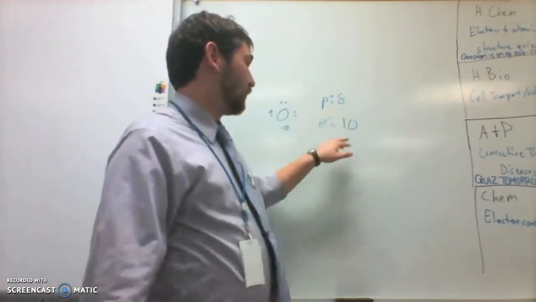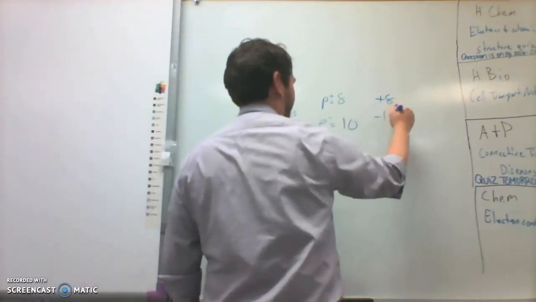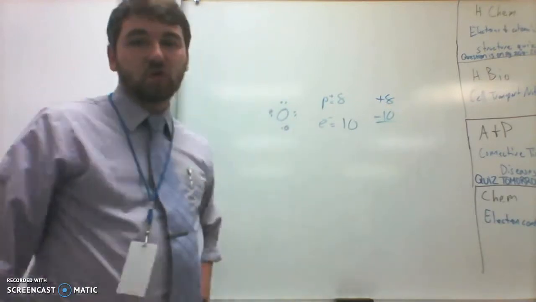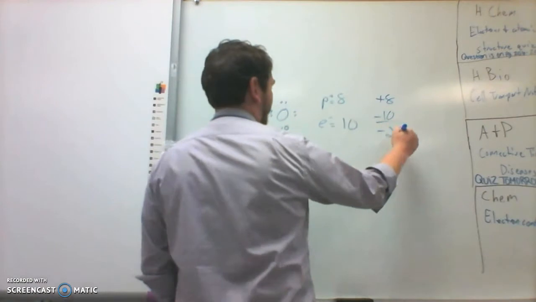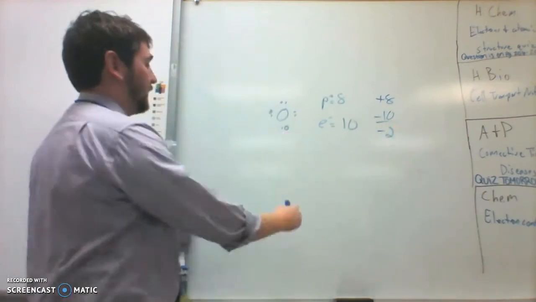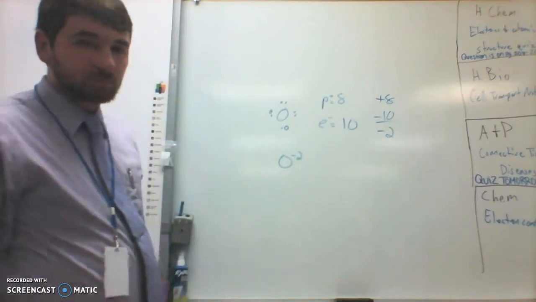Alright, 8 positive protons, 10 negative electrons. So positive 8 plus negative 10. The charge on this atom of oxygen after it takes 2 electrons will be negative 2. So really oxygen forms a charge of negative 2.